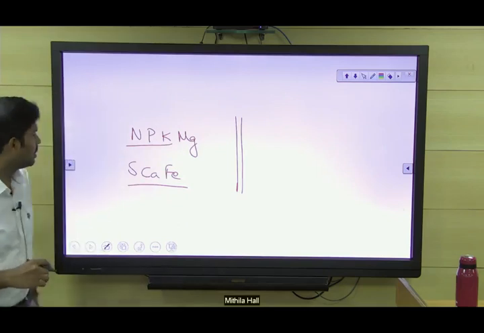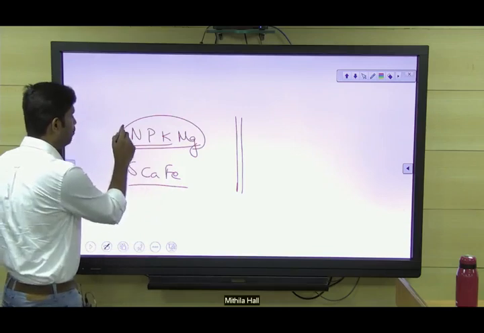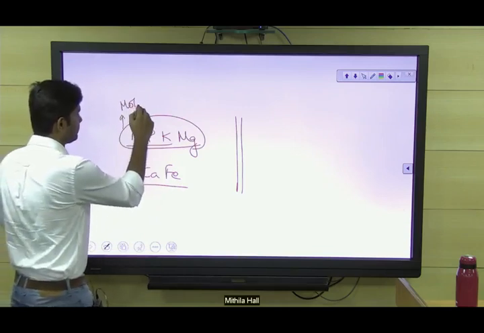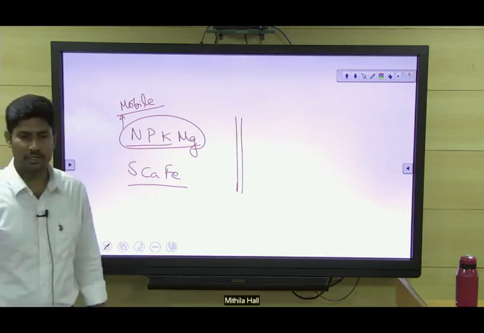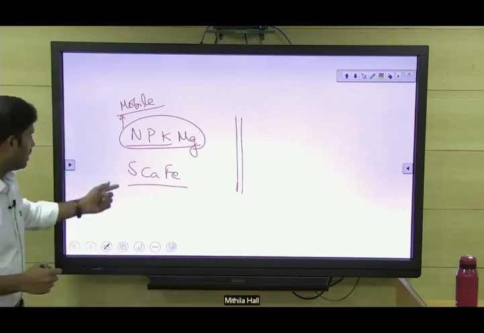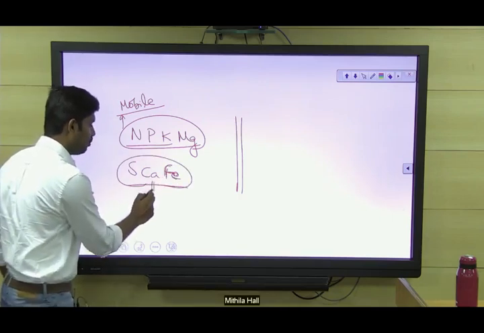Usually these nutrients are highly mobile within the plant. Mobile means mobility, movement. So they are highly mobile within the plant. And these nutrients, sulfur, calcium, and iron, are highly immobile within the plant.